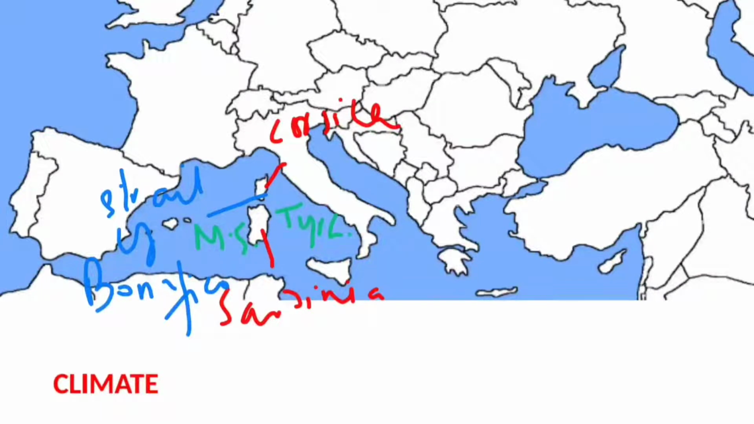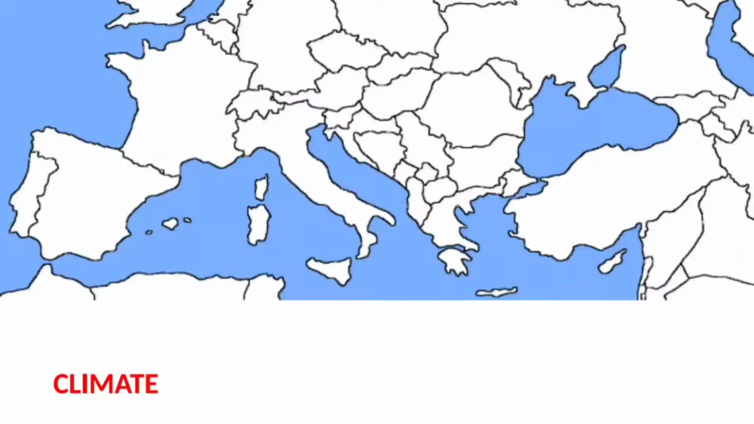I had not explained it: to the west of Italy, we know that this is Italy, to its west we have the Tyrrhenian Sea, to its south we have the Ionian Sea, and to its east we have the Adriatic Sea. So we said that this is the Mediterranean Sea and this is the Tyrrhenian Sea, and the Strait of Bonifacio is connecting the Mediterranean Sea to the Tyrrhenian Sea.